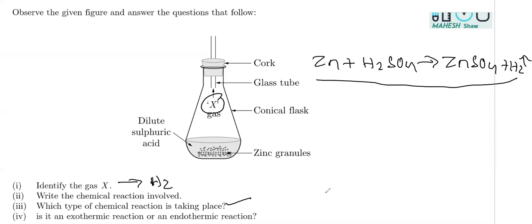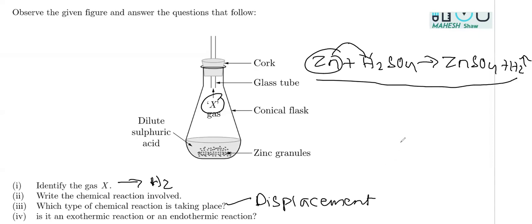Then they are asking for the type of reaction. You can see that here hydrogen is being replaced by zinc. Zinc is displacing hydrogen, and that's why zinc sulfate solution is formed. So we'll say it is a displacement reaction. Further, it asks: is it an endothermic or exothermic reaction?